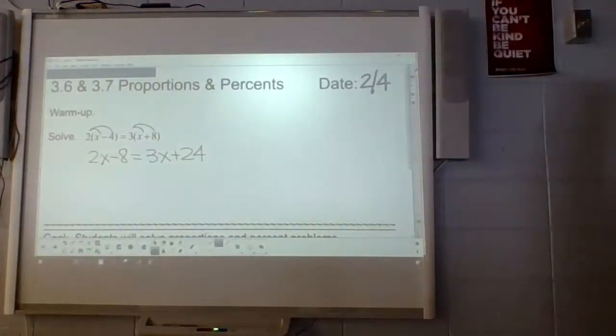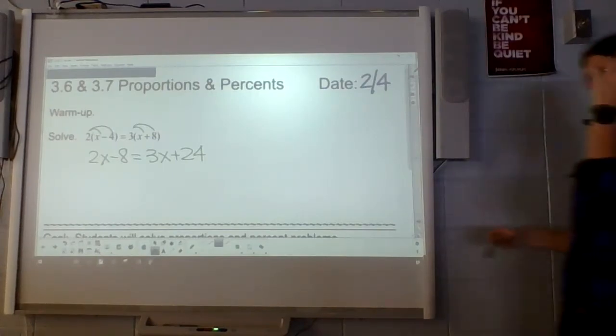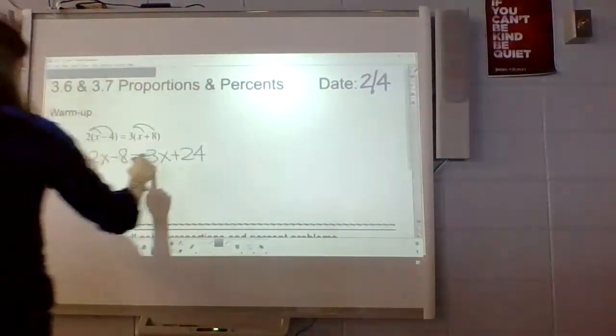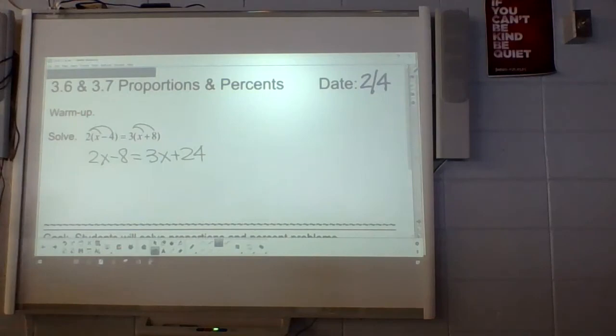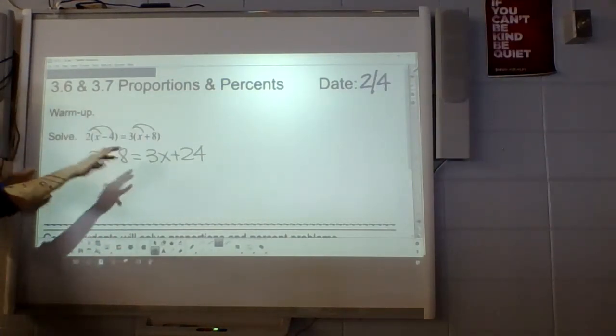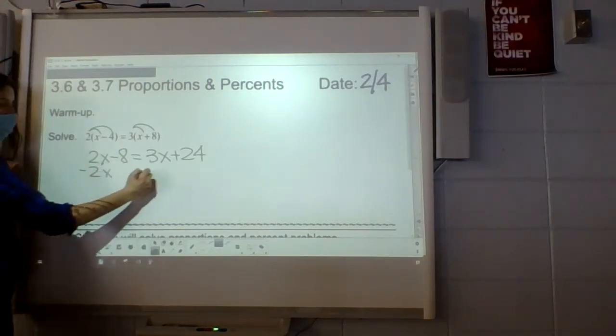Once we're to this point, we want to get the x's on the same side of the equal sign. Right now there's an x on each side. So I want to move the smaller x over to the other side. So I'm going to move the 2x over. In this case, it will save us a whole step because I'm getting rid of that negative, or there's not going to be a negative.